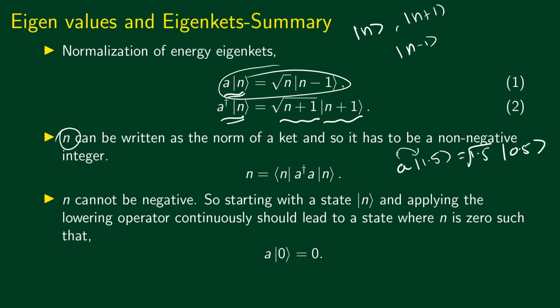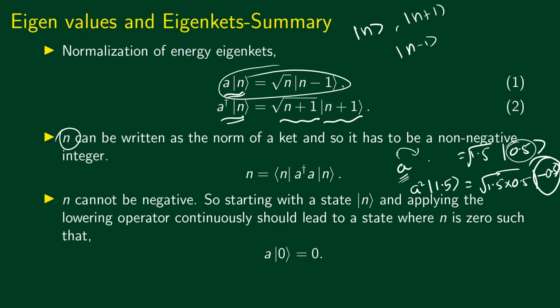Now if we apply the annihilation operator once more to it, a squared acting on ket 1.5, this would be square root of 1.5 multiplied by square root of 0.5 multiplying the ket 0.5 minus 1, which is minus 0.5. So if we start with a non-integer value for n, by successively applying the annihilation operator to it, we can reach a state with a negative value for n, but n cannot be negative.